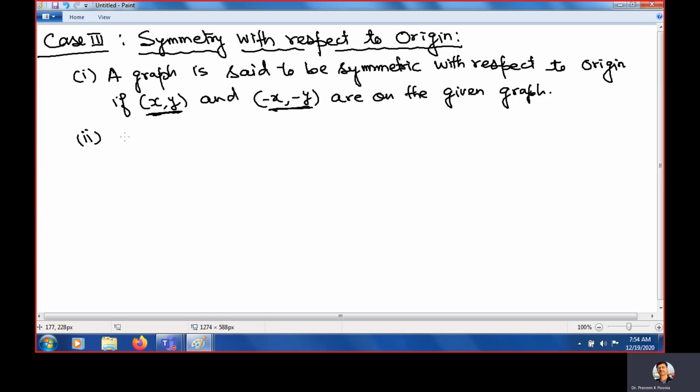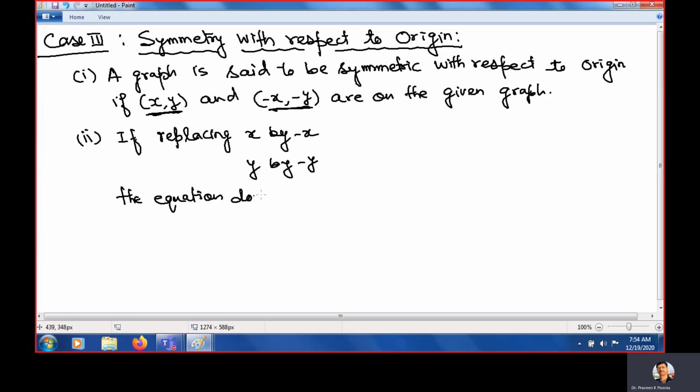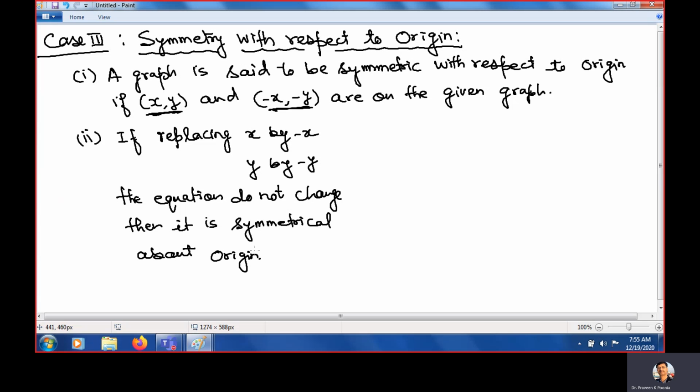Number 2. If replacing x by minus x, y by minus y, the equation does not change, then it is symmetrical about or with respect to origin. This is clear.